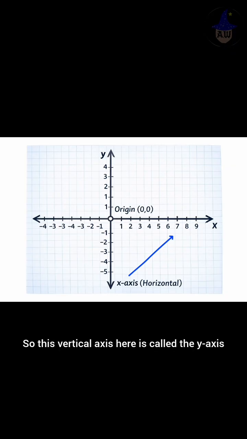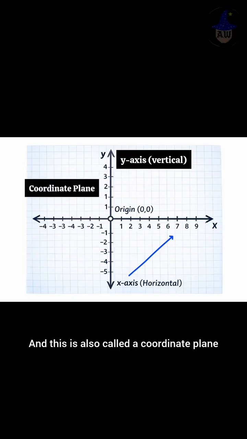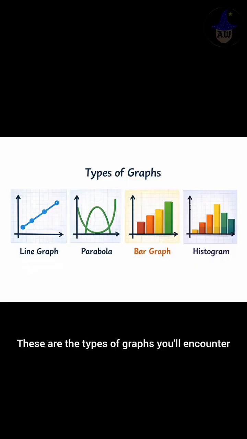So this vertical axis here is called the y-axis, and the horizontal axis is called the x-axis, and the point 0, 0 is called the origin, and this is also called a coordinate plane where the x and y axis lie. These are the types of graphs you'll encounter. So you have the line graph, which we just did before. You have the parabola or hyperbola. You have bar graph and histogram.